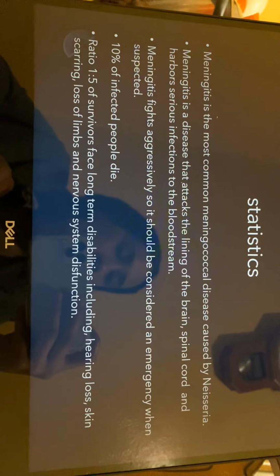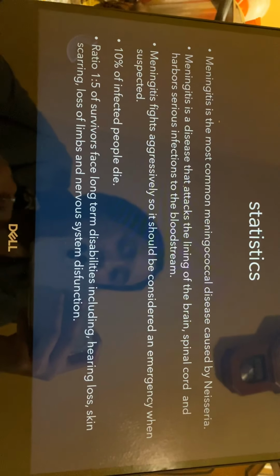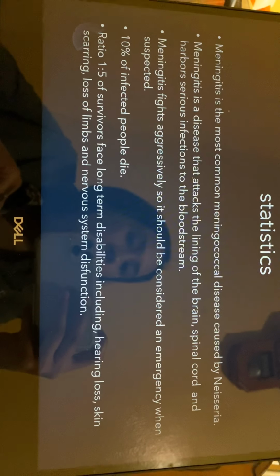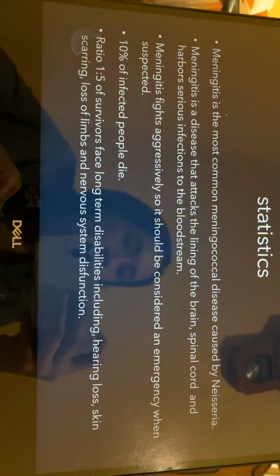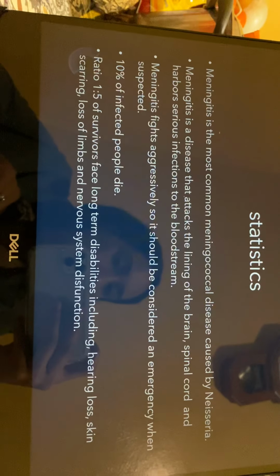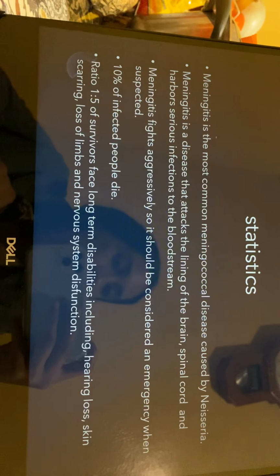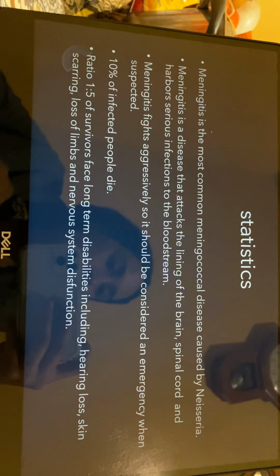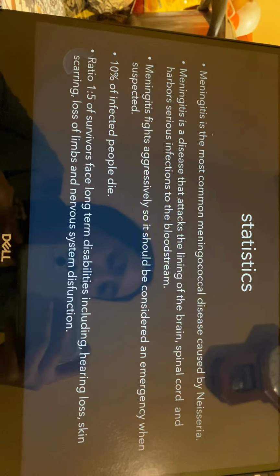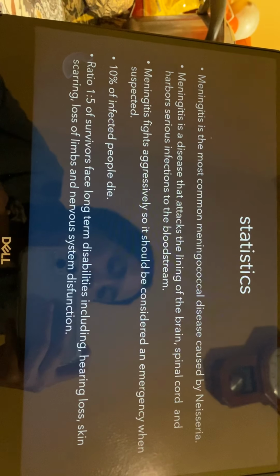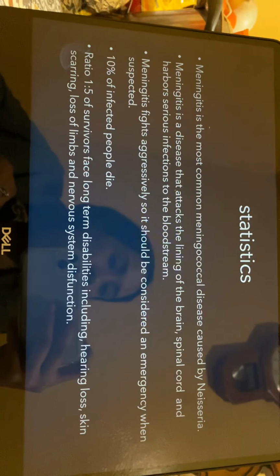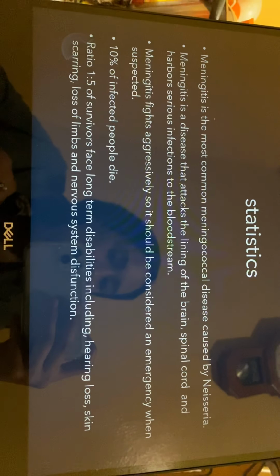Meningitis is the most common meningococcal disease caused by Neisseria. Meningitis is a disease that attacks the lining of the brain and spinal cord, and harbors serious infections to the bloodstream. So, given that the disease attacks the lining of the brain and the spinal cord, when diagnosing meningitis, tests are usually performed through a sample of the patient's cerebrospinal fluid, and the antigen is fetched through that.